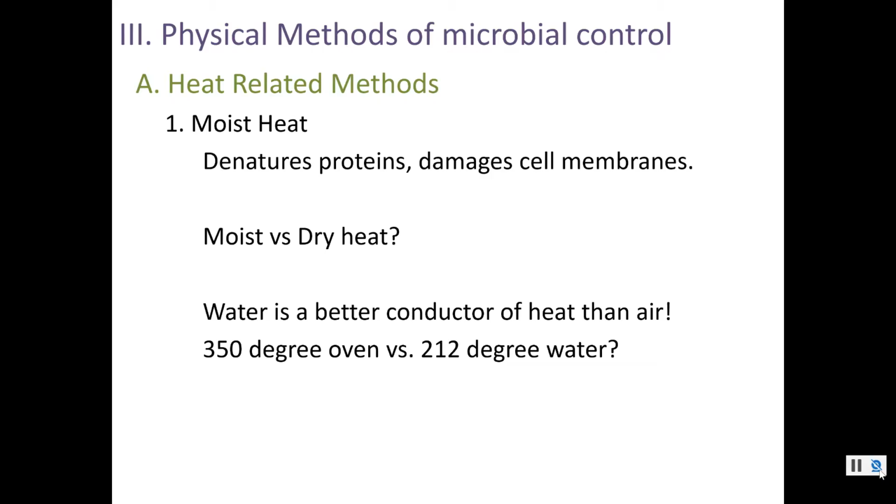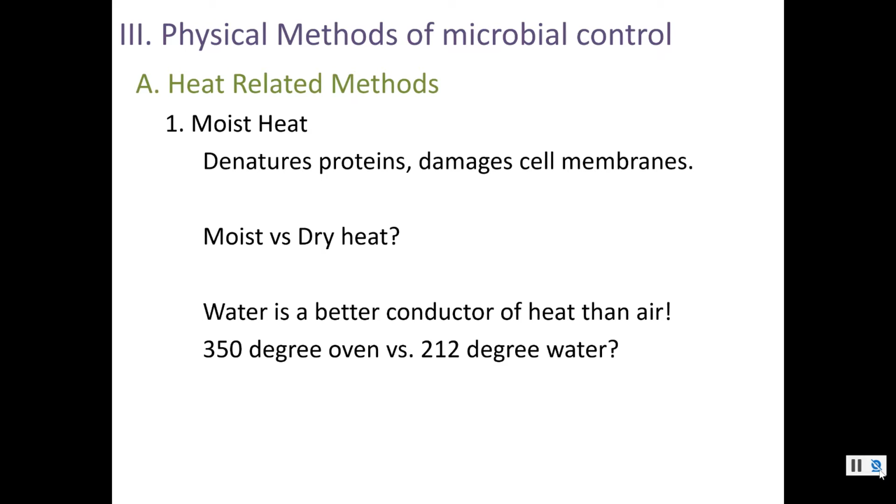The biggest way we can alter and control microbial growth in our environment is using heat. When we raise the temperature, we denature proteins, right? When proteins fall apart, the cell can't work. Cell membranes get damaged with too much heat. We're not talking about altering our temperature, we're talking about altering the environment. If we can change the environment, that'll control microbial growth.